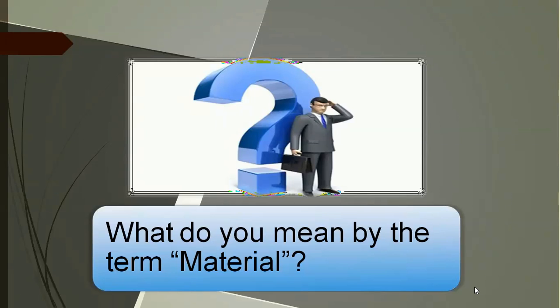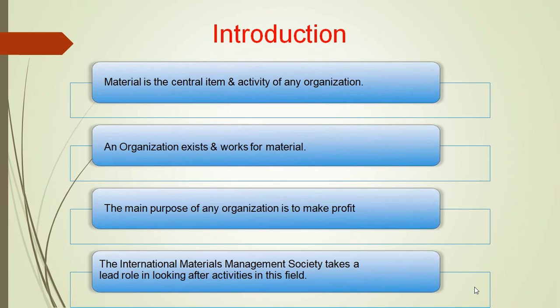Basically, we should understand what we mean by the term material. In construction site, we use many different types of material. Every material comes with the codal provisions of storage, placing, using, procuring. Material is a central item and activity of any organization. An organization exists and works for material. The main purpose of any organization is to make profit.